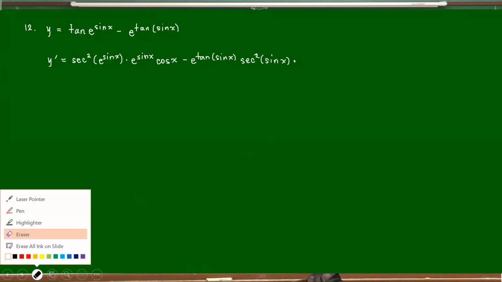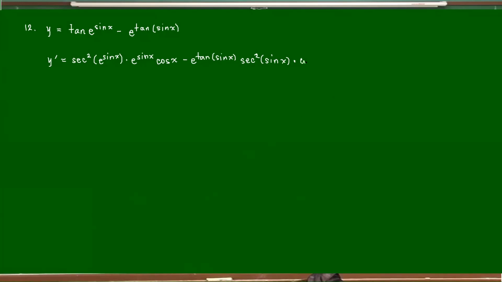What about the second term? That is exponential, e to the tangent of sine x. But what's the derivative of its exponent? That is secant squared of sine x. Okay? But there is still the derivative of sine x. This is multiplied not to the sine x, but to the secant squared, no? So let's put that there. Cosine what? X. Okay? Get it, guys? So cosine of x.